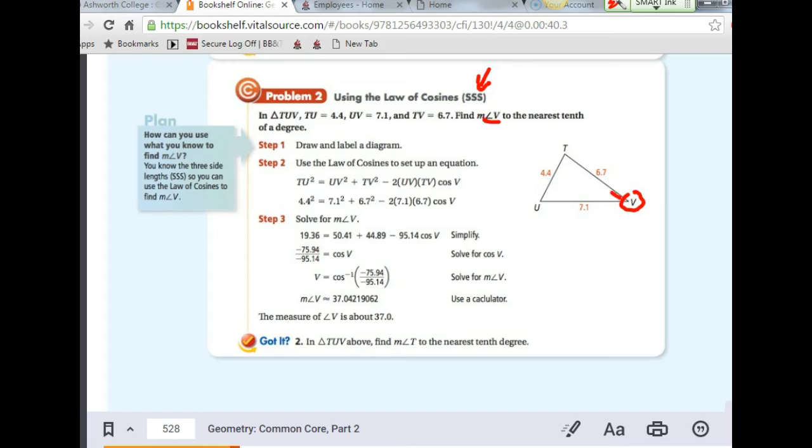Since V is right here, then across from it, this is the one that needs to go on the left side of the equal sign. So that's why we have 4.4 squared equals 7.1 squared plus 6.7 squared, which are the two on either side of the angle in question, minus 2 times 7.1 times 6.7, that's your A and C, so to speak, times the cosine of V. That's the part we don't know, but we do know because of the law of cosines that you've got to take the cosine of it.